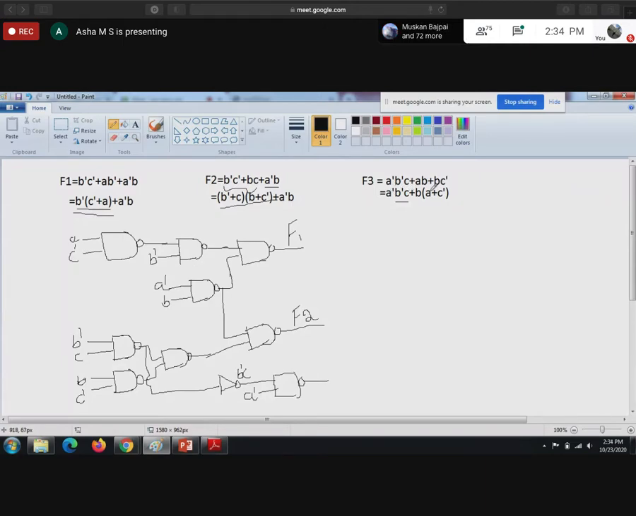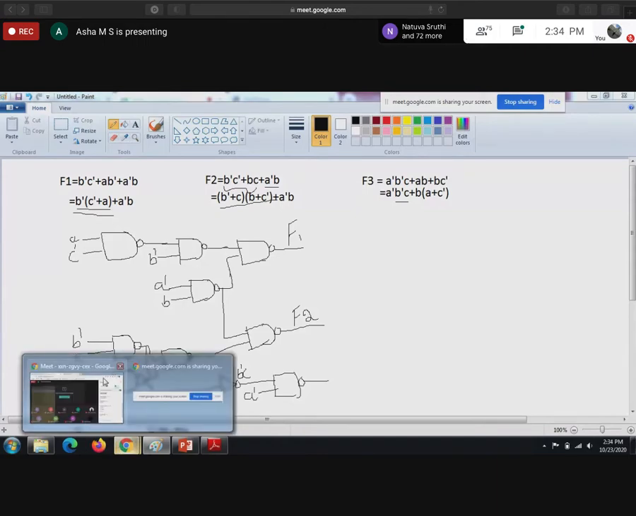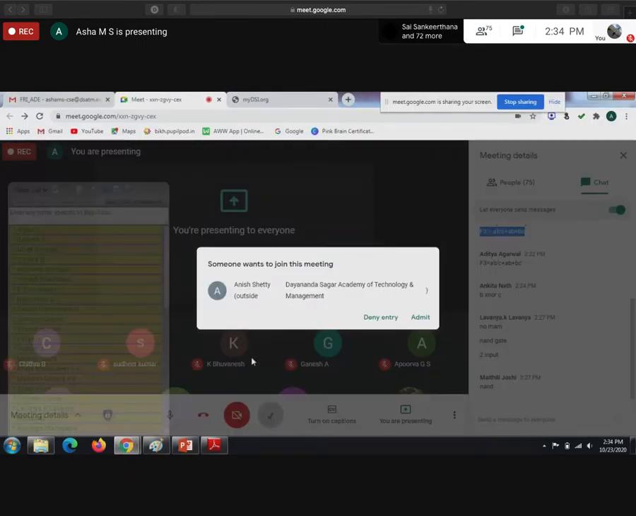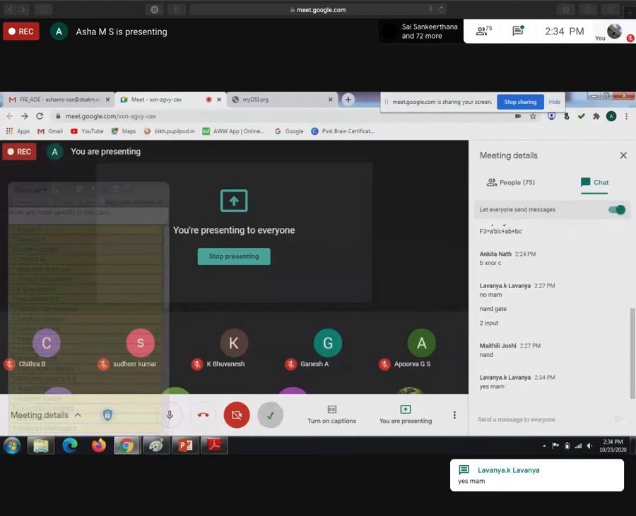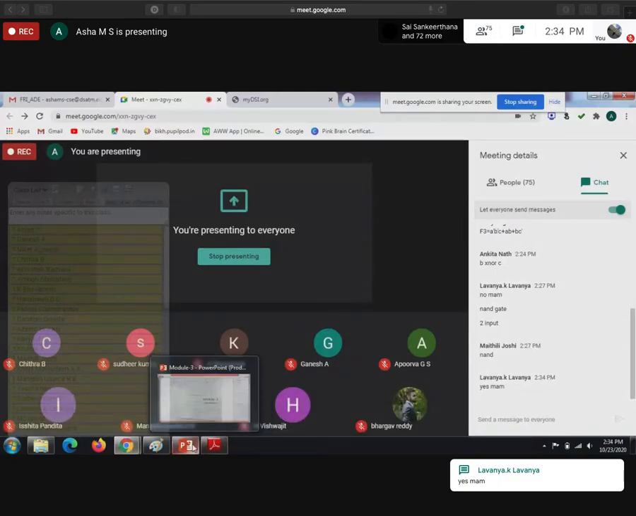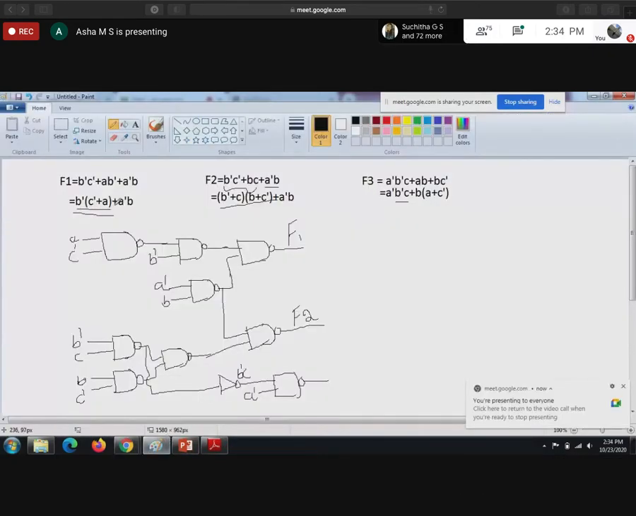Next check. Do you have a gate for A plus C bar? I think we have it. Check where. A plus C bar, do we have? Yes, we have it in F1. See here, A plus C bar or C plus A bar. So where is it? Here it is. So I am going to take from here.